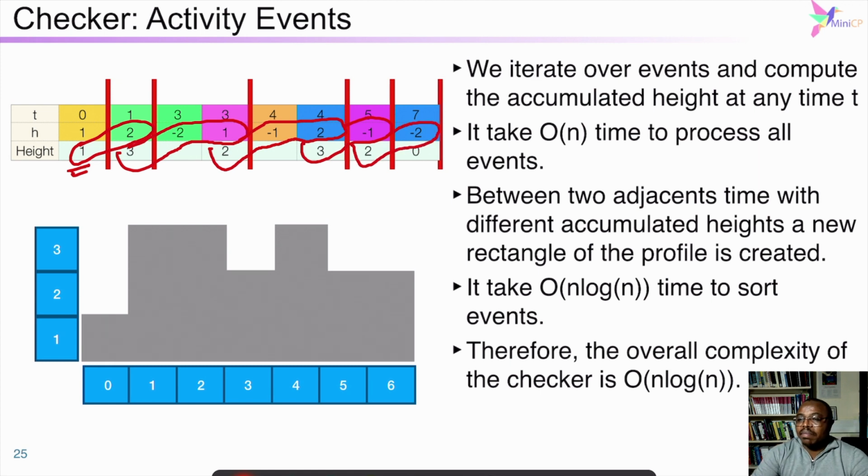The first step, which consists of sorting events in increasing order of time, can be done using quicksort. The second step can be done in linear time. Therefore, the overall complexity of our checker is n log n.